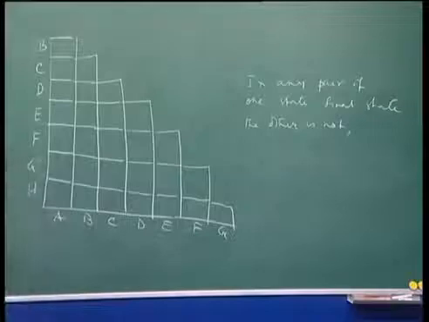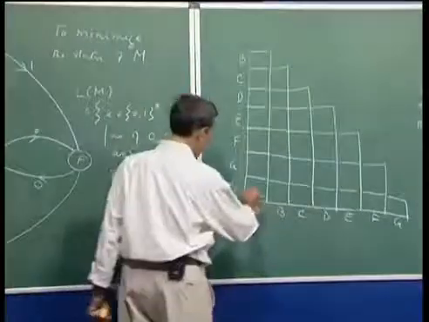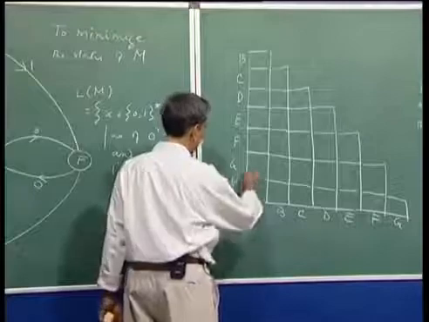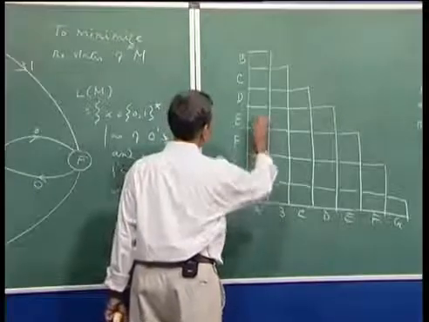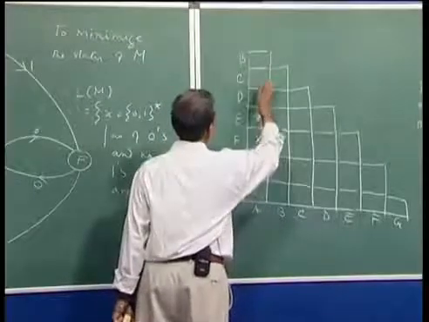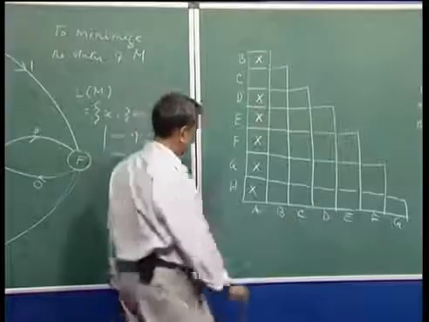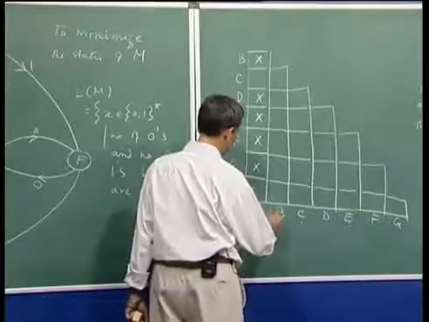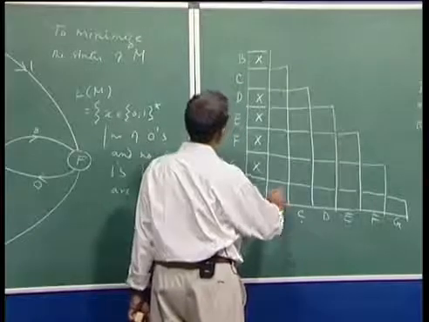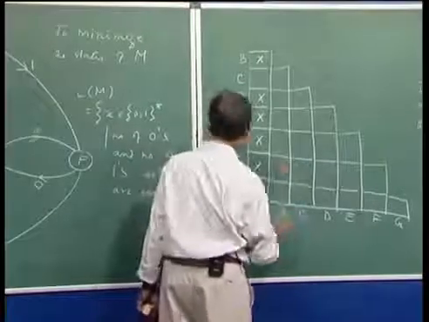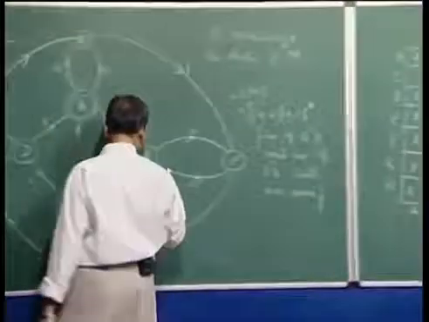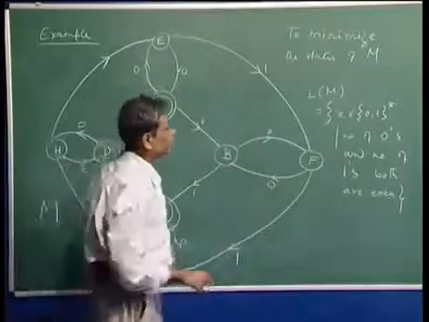Right. So, A therefore is distinguishable from H, from G, from F, from E, from D, and of course from B. And similarly, B is distinguishable from C, right, because B is a non-final state and C is a final state.